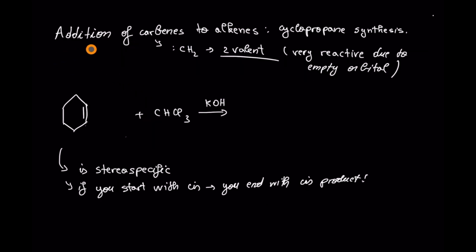Let's move now to addition of carbenes to alkenes. Cyclopropane synthesis. Carbene is a 2-valent carbon, very reactive due to the empty orbital. Carbon here is 2-valent, okay? This is a very reactive species and we cannot isolate it, so we generate it as an intermediate during the reaction. Let's take a look at this cyclohexene. Treatment of this with trichloromethane in basic conditions is going to yield a chlorinated cyclopropane. So it's going to give this.